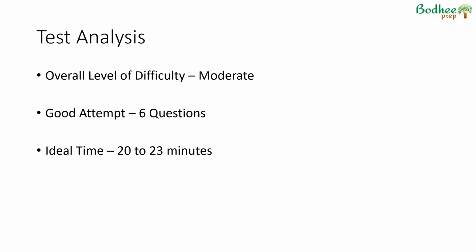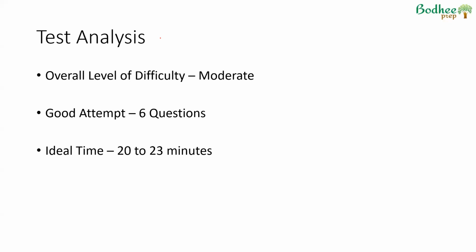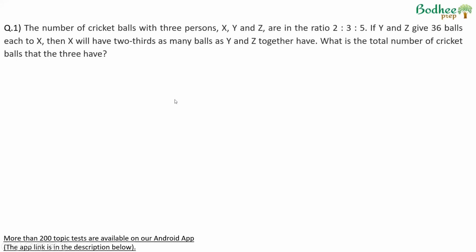Moving on to the questions. Question 1 here says, the number of cricket balls with 3 persons are X, Y, Z and they're in the ratio 2:3:5. If Y and Z give 36 balls each to X, then X will have 2/3 as many balls as Y and Z together have. What is the total number of cricket balls that the three have?